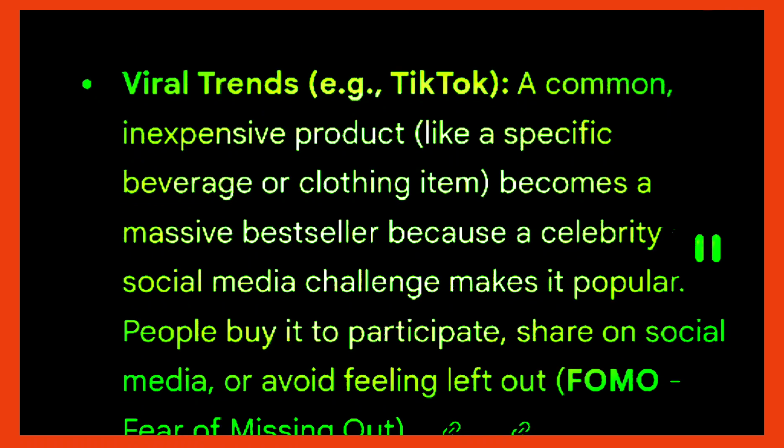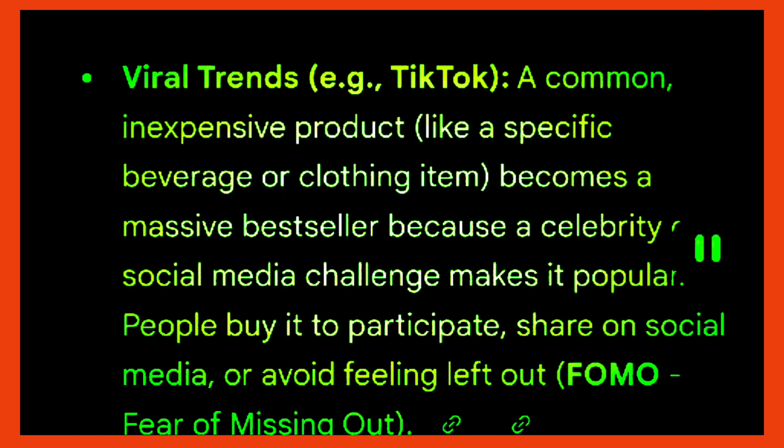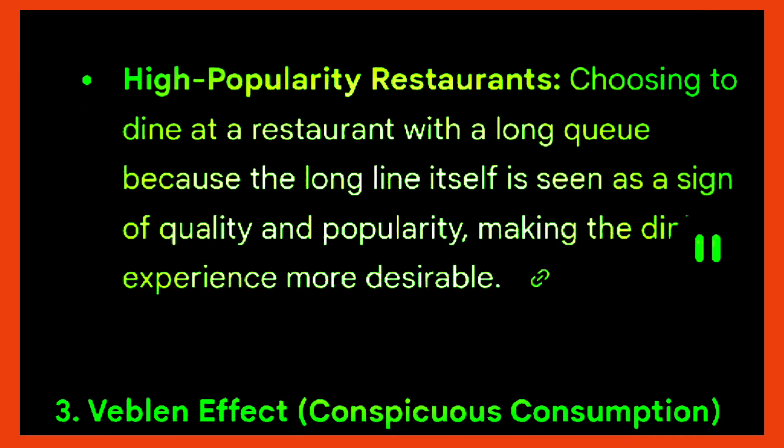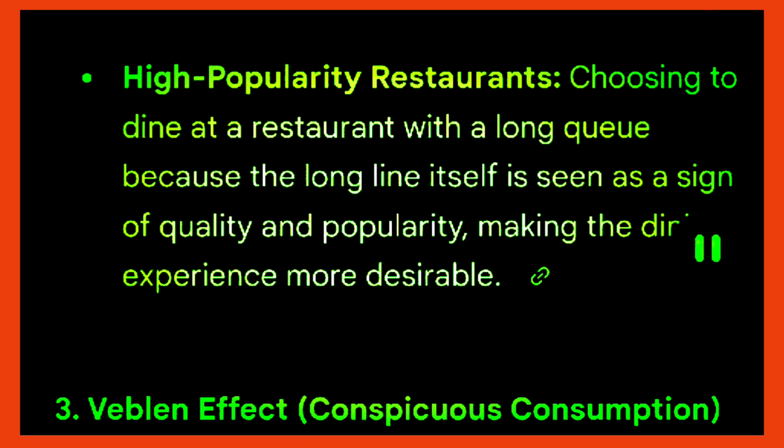Suitable example: viral trends, e.g., TikTok. A common, inexpensive product, like a specific beverage or clothing item, becomes a massive bestseller because a celebrity or a social media challenge makes it popular. People buy it to participate, share on social media, or avoid feeling left out, FOMO, fear of missing out. High popularity restaurants: choosing to dine at a restaurant with a long queue because the long line itself is seen as a sign of quality and popularity, making the dining experience more desirable.